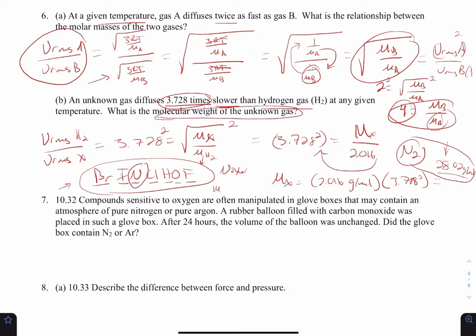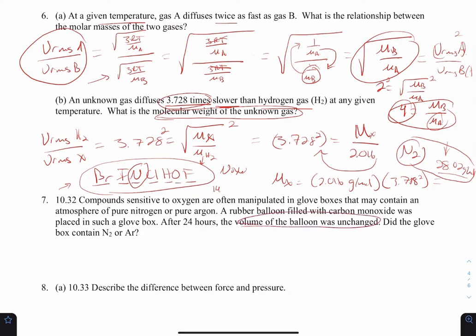All right, number 7, it says compounds sensitive to oxygen are often manipulated in glove boxes that may contain an atmosphere of pure nitrogen or pure argon. A rubber balloon filled with carbon monoxide was placed in such a glove box. After 24 hours, the volume of the balloon was unchanged. Did the glove box contain N2 or argon? So the volume of the balloon was unchanged.